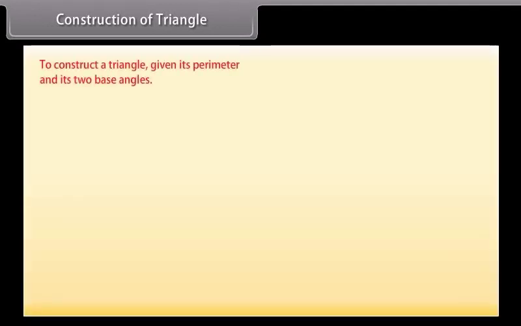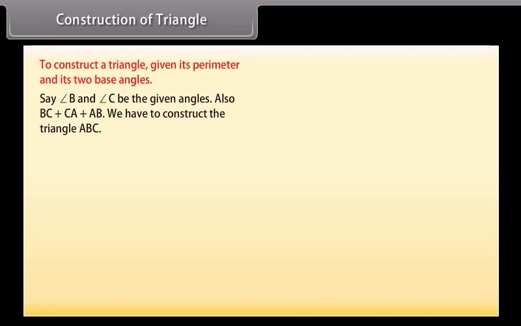Let us now construct a triangle given its perimeter and its two base angles. Say angle B and angle C are the given angles. Also, BC plus CA plus AB is given. We have to construct the triangle ABC.